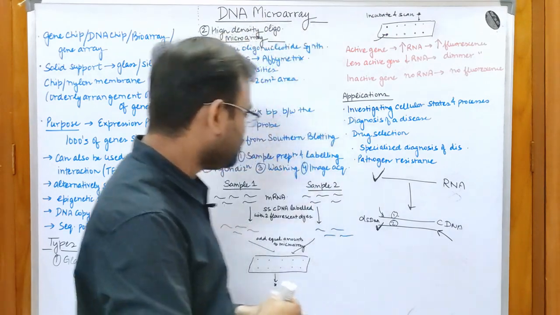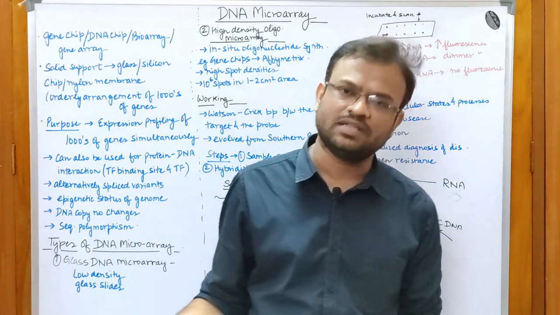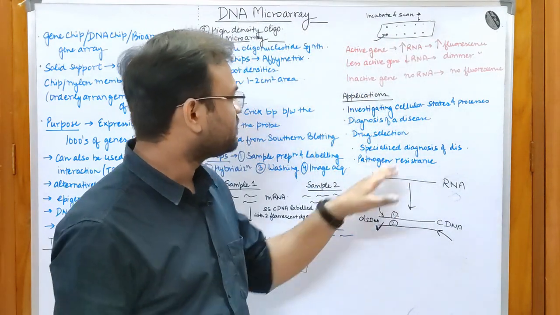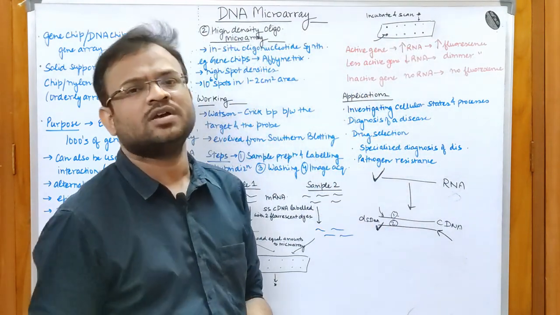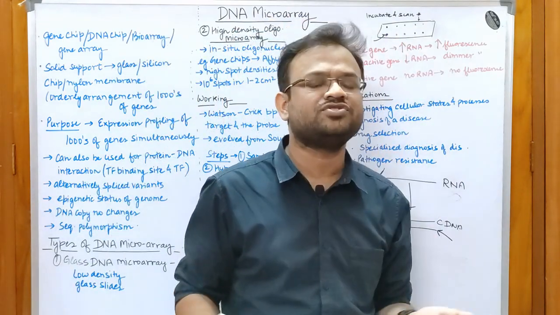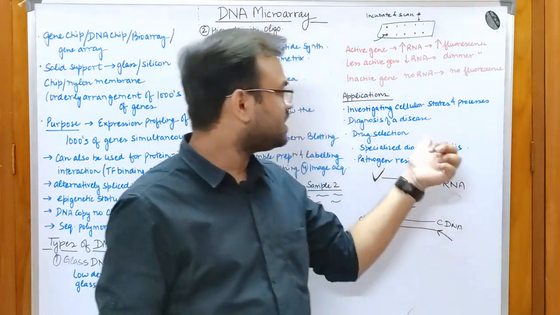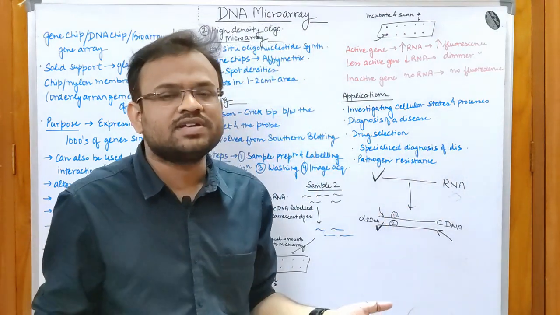Diagnosis of a disease, I told you the entire thing, I gave you the example of diagnosis of a disease. You can understand the difference between sample 1 and sample 2, the healthy individual and the non-healthy individual. Drug selection, what is this? Basically you can analyze the genes of an individual and understand which drug would be more effective in the case of this individual by just the analysis of the genes.